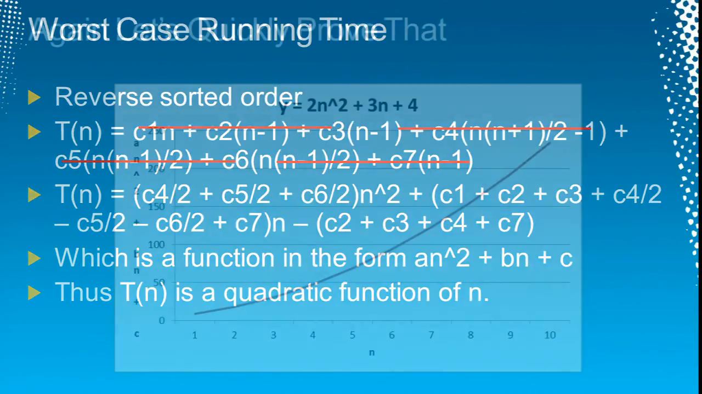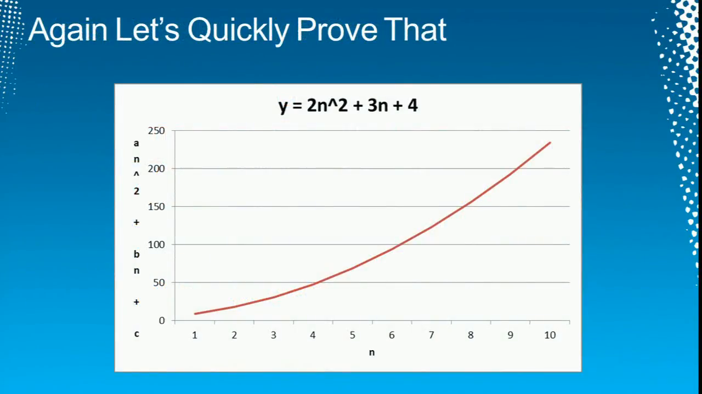Again, let me just prove that. If I substitute the number 2 for A, the number 3 for B, and the number 4 for C, we can see that, although the resolution is actually squashed up a bit, that is a curve. And we know, because we're smart people, that something that curves goes up quicker than something that's a straight line. So this is going to take a longer time.